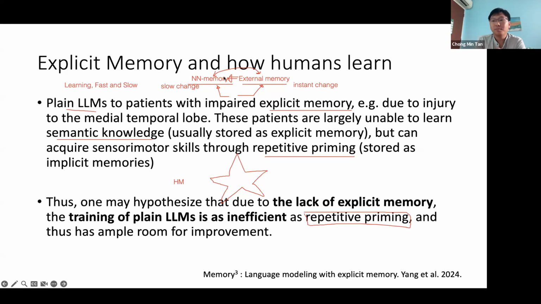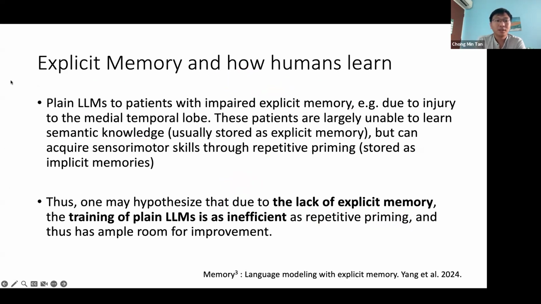So basically, what this slide is supposed to tell you is that instead of just learning weights and biases, learning some form of external memory is important. It's important for more efficient training of your large language models. And I move on to the next slide.